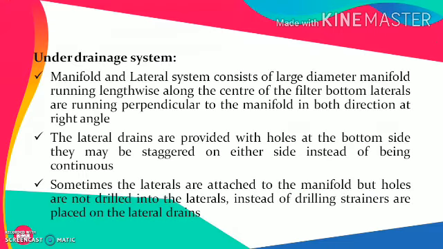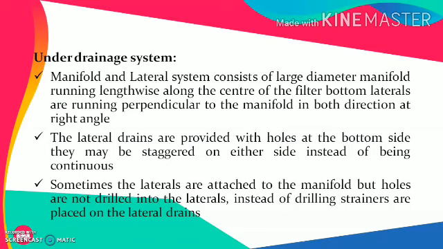The under drainage system. In case of a rapid sand filter, the under drainage system once again consists of a manifold and lateral system. Manifold is a central or larger pipe placed at the center, and the laterals are the pipes placed perpendicular to these, which are primarily collecting the filtered water and transferring it to the larger pipe, which then conveys it to the outlet chamber.